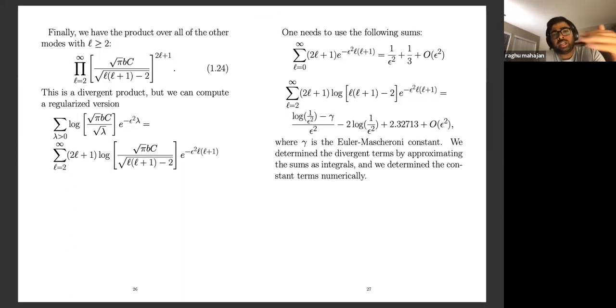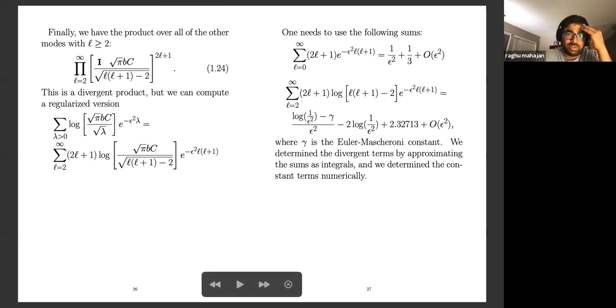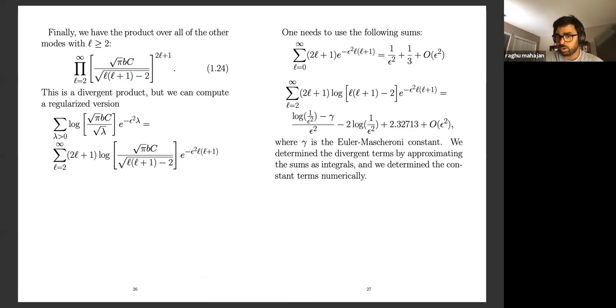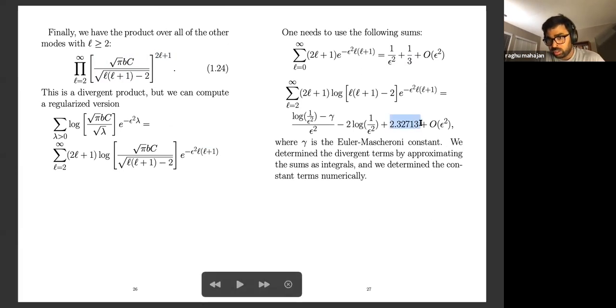Okay, anyway, and then for the L bigger than or equal to 2 modes, you just get some infinite product raised to 2L plus 1, the degeneracy, and you just have to regulate it. And we regulate it in the very naive way. You put in a suppression factor, epsilon squared L(L+1), and look at the small epsilon limit. And this is basically easy stuff if you're used to computing one loop determinants. Okay, so here is one of the constants that might appear later, for example. So anyway, that's the one loop part of the sphere.